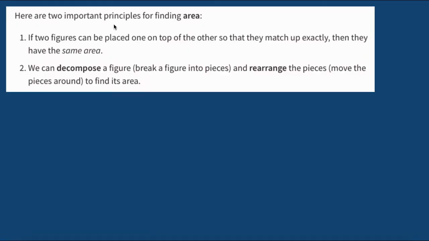A couple of things are super important when we're finding area. First of all, if we have two figures that can be placed on top of each other so that they match up perfectly, then we know that they have the same area because they take up the same amount of space. Often, like I said before, we can decompose these things and rearrange the pieces so that it helps us a little bit more so we can find its area.